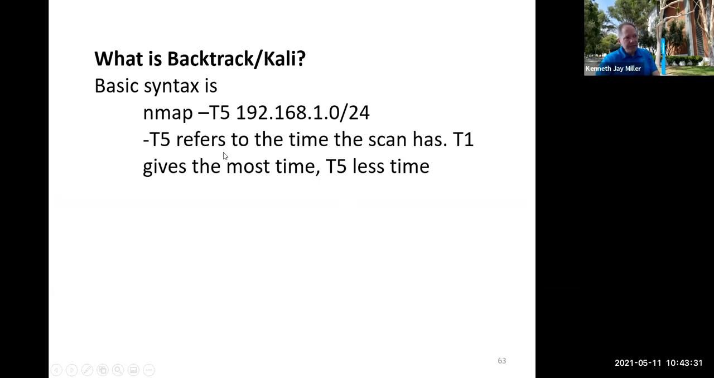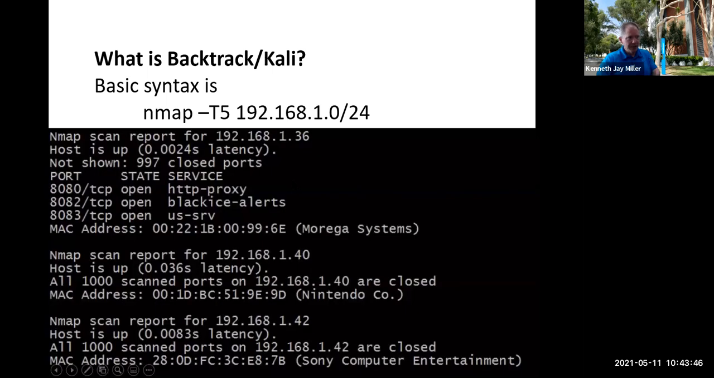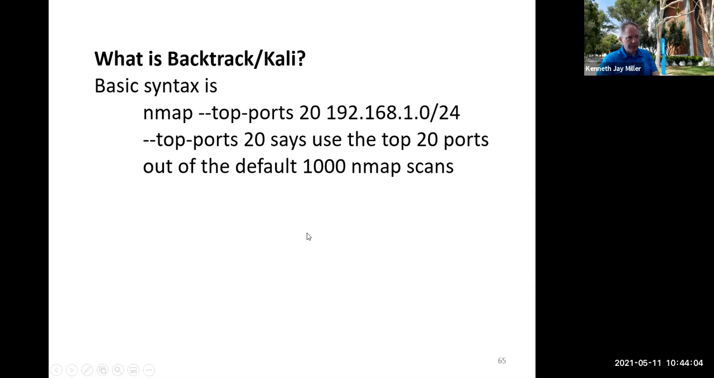Now, let's scan each machine with T5. So I want it to take the least amount of time possible. So now I'm going to do a basic scan of my entire network. And this tells me again, there it finds my Nintendo again. And it finds the server that I'm doing this from, which is the BackTrack, the Kali on my home network. It found that too. And it does it very, very quickly.